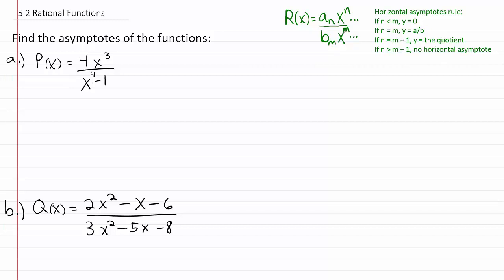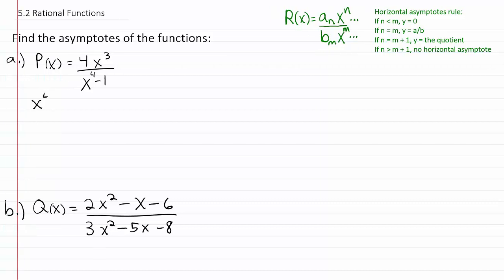Find the asymptotes of the functions. All right, for example A, we have p of x is equal to 4x to the third over x to the fourth minus 1. And we're asked to find the asymptotes for the function, so the first thing we want to think about is perhaps the vertical asymptotes.